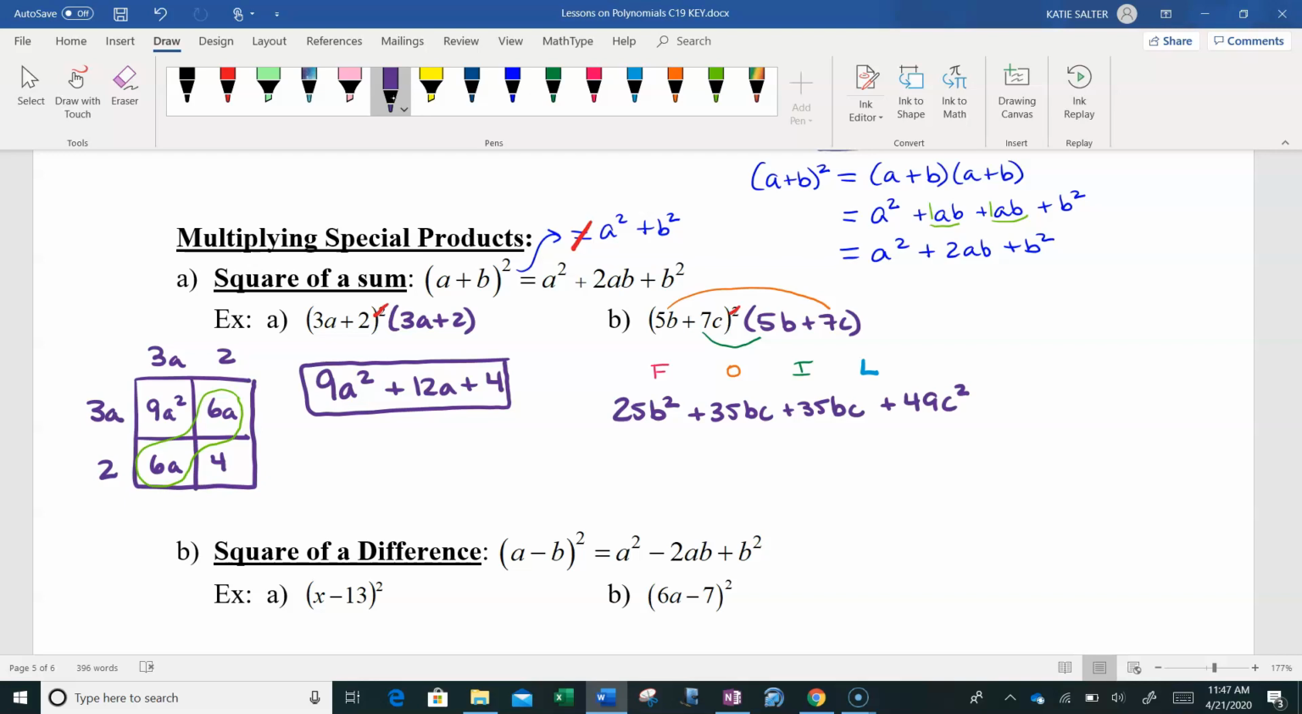Again, we have those like terms there in the middle, so our final product would be 25b squared, 35bc plus 35bc is 70bc, and then plus 49c squared.